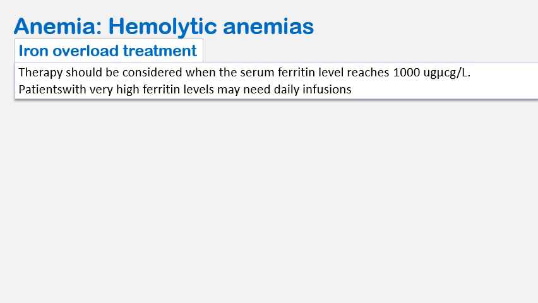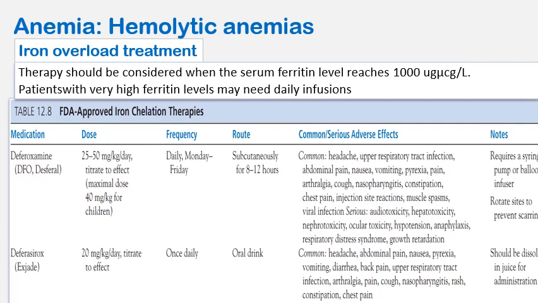For treatment of iron overload, we should first do a lab test for serum ferritin. When the serum ferritin level reaches about 1000 micrograms per liter, the patient with high ferritin may need daily infusion of an iron chelating agent. Iron chelating agents include deferoxamine, dose 25 to 50 milligram per kg per day, which could be given as a subcutaneous infusion for about 8 to 12 hours. Deferasirox could be given orally once daily. The problem with it is that it may cause upper respiratory tract infection, and may cause neutropenia.